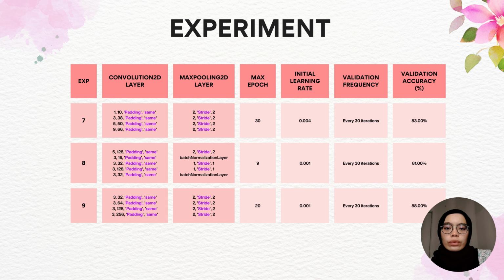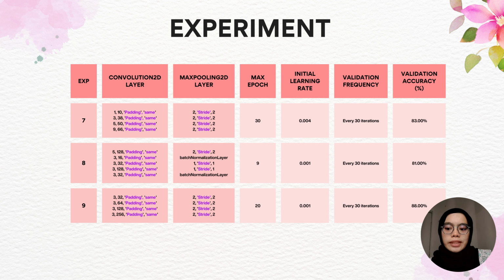And for experiment 8, we use 5 convolution layers with 128, 16, 32, 128 and 32 filters, incorporating batch normalization with 2 times 2 max pooling layers for the first 2 layers and 1 times 1 max pooling for the remaining layers, and we use 9 epochs with a learning rate of 0.001, with validation accuracy checked every 30 iterations, and we achieve a validation accuracy of 81%.